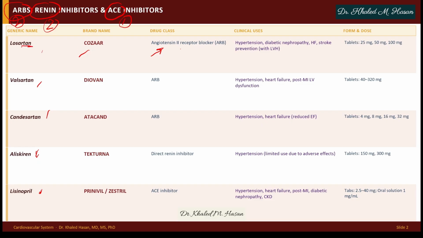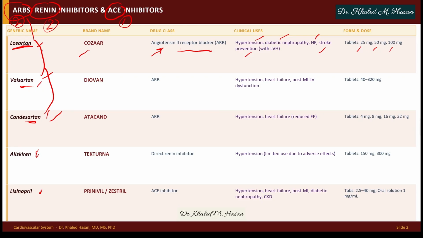So sartans belong to the ARBs, and candesartan belongs to the ARBs, as you can see. All these medications, losartan, valsartan, candesartan, belong to the ARBs, angiotensin receptor blockers. ARBs are used for hypertension, diabetic nephropathy, heart failure, stroke prevention, and left ventricular hypertrophy. Losartan is available as tablet 25 milligram, 50 milligram, 100 milligram.